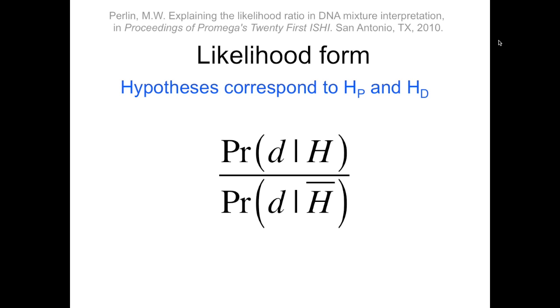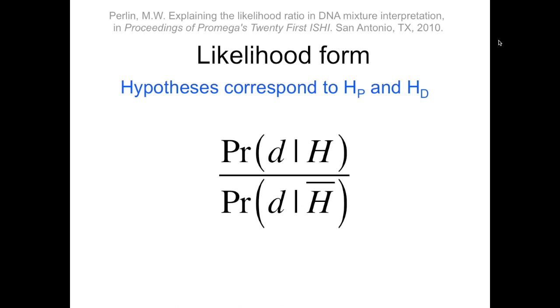It's on their website and on ours. So I'm not going to show any proofs. You could read about them in the paper if you care about. If you had single source DNA, then H would correspond to H sub P, if you're familiar with that terminology, and H bar would correspond to H sub D. This is the likelihood form.